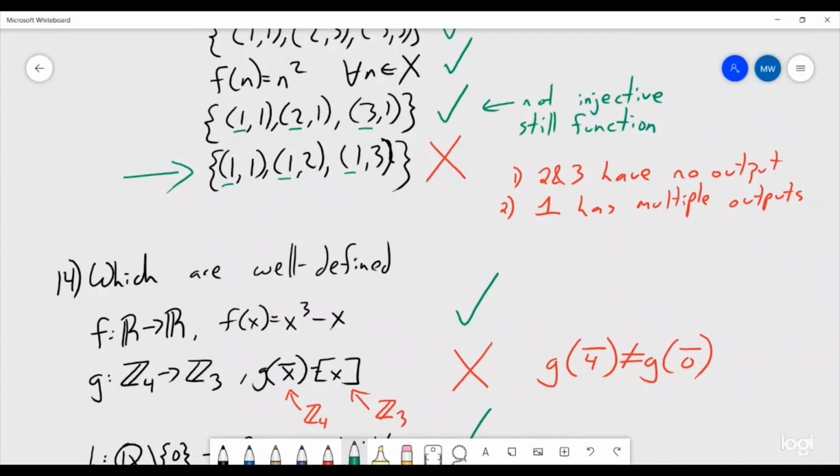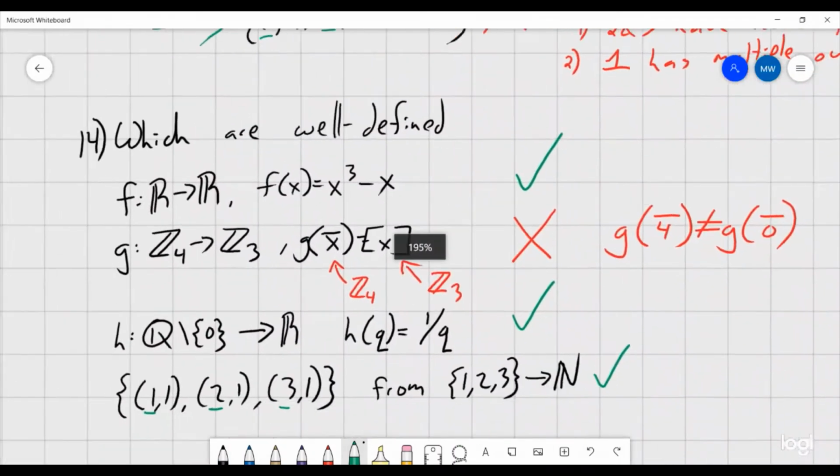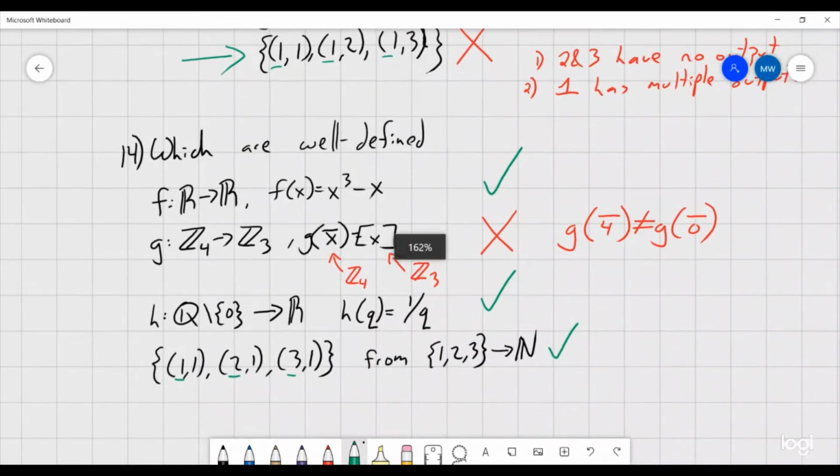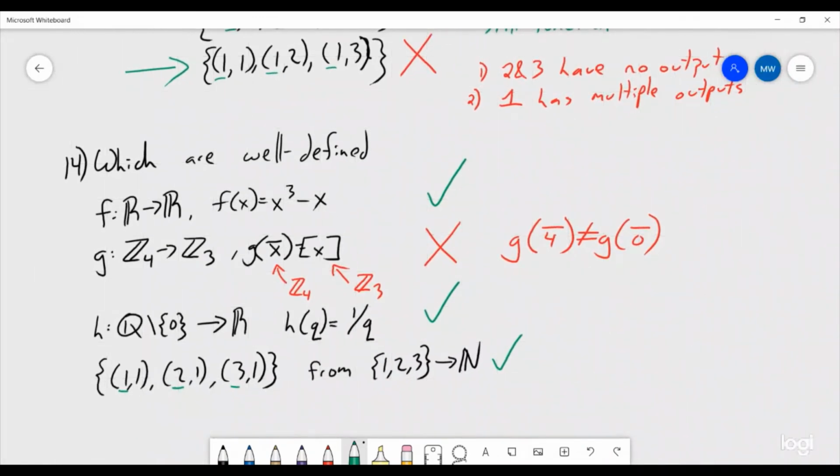Okay, so for a function to be well-defined, it just has to go somewhere in the output set. It doesn't have to hit each one. Yes, it just has to go somewhere in the output set. It doesn't matter if they're all going to the same thing. That's perfectly valid. All that matters is the same input does not give different outputs.